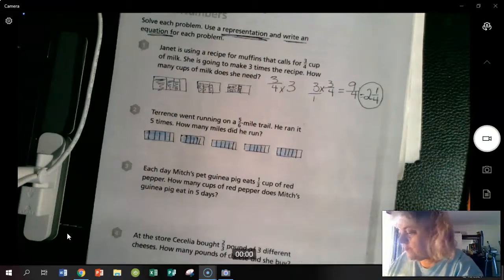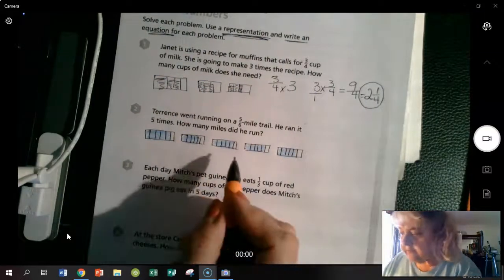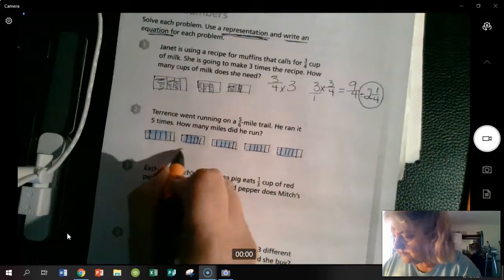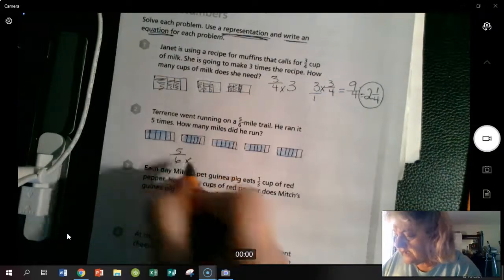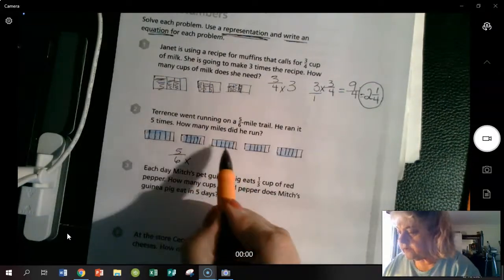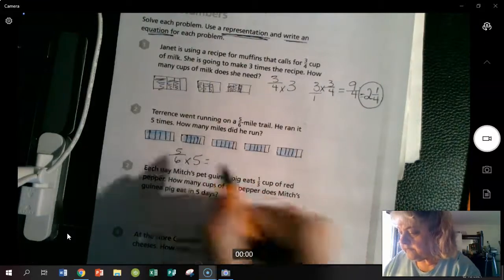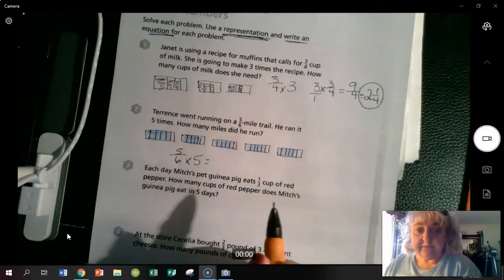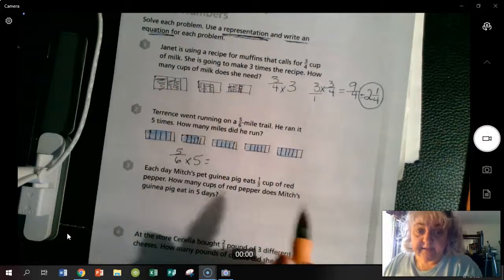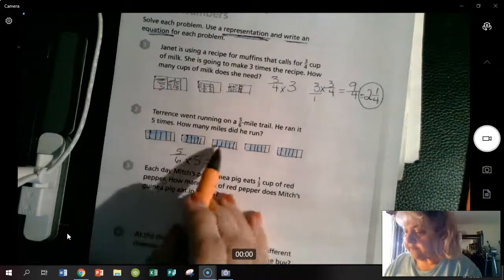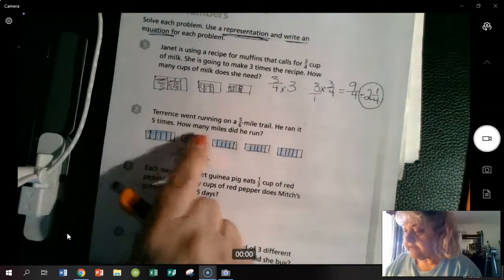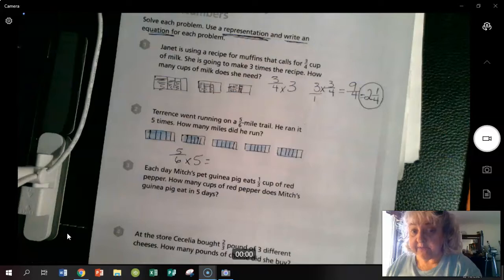Now, what do I have? I have 5/6. How many times? 1, 2, 3, 4, 5. 5. Okay? So one way I can find out how many sixths I have is I can count them. 5 plus 5 plus 5 plus 5 plus 5: 5, 10, 15, 20, 25.